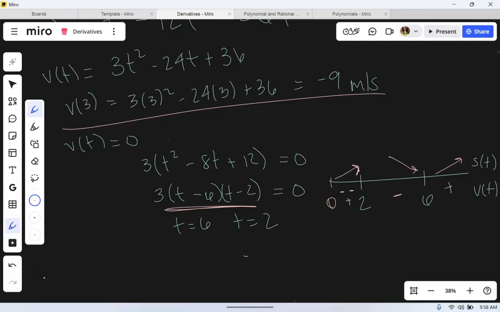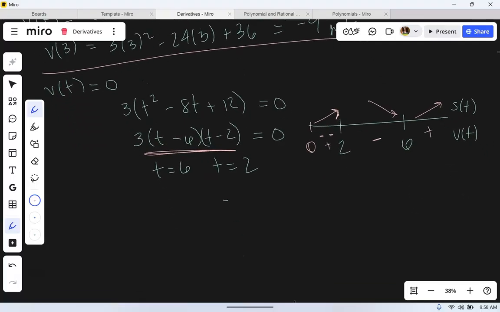Yes, that's what you're plugging into. Well, I haven't answered it yet. D says, when is it moving forward? 0 to 2 and 6 to infinity. That's the forward motion. That's where it's positive.